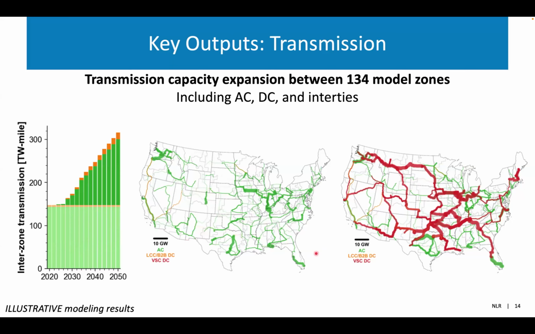And like generating capacity, ReEDS is able to use its spatial capabilities to visualize both the magnitude and type of transmission between zones. So the maps on the right show two examples of future transmission networks, where the line color indicates the type of transmission infrastructure and the line thickness indicates the transmission's capacity.